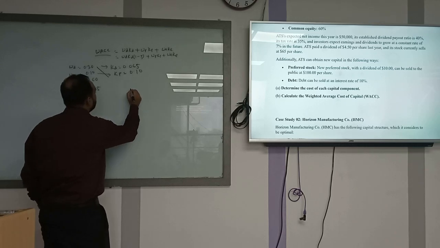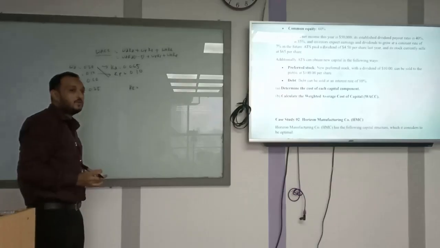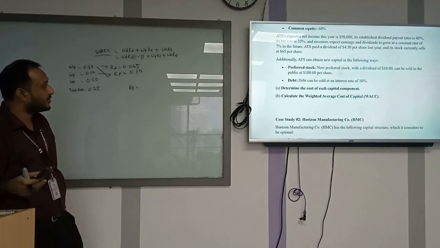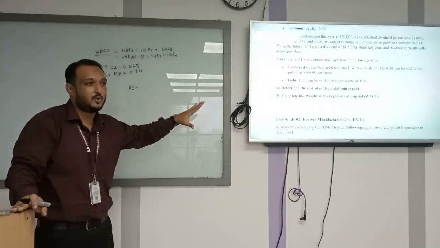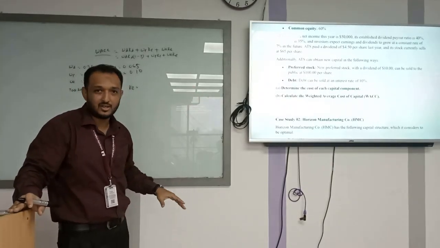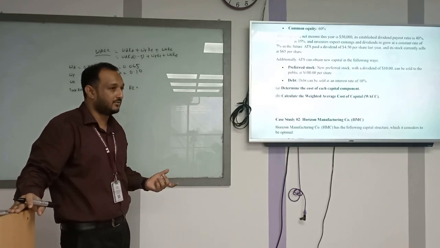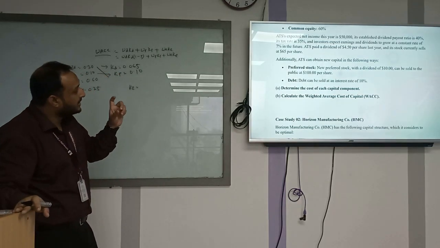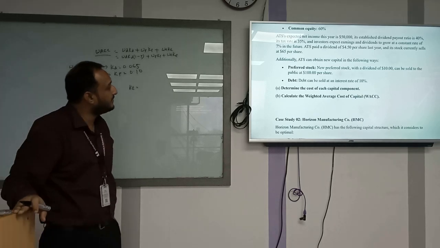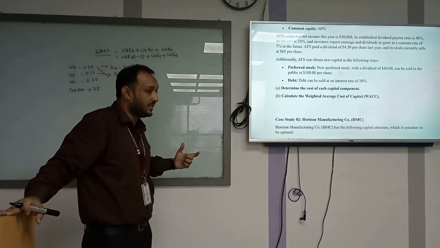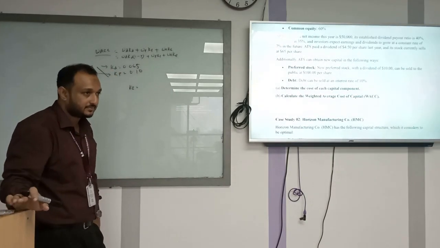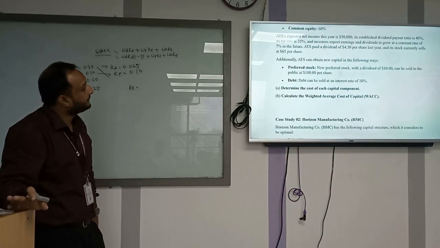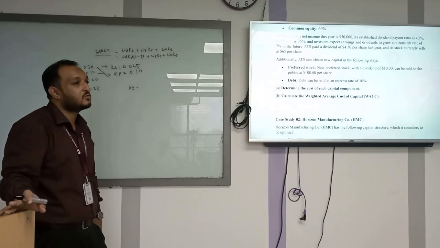So what do we need? We need KE now, the cost of common equity. Here we cannot go for the CAPM model because the market premium is not given and beta is not given. But the dividend is given. The company paid a dividend of $4.5 per share last year. The stock currently sells for $65, and 7% is the growth rate.